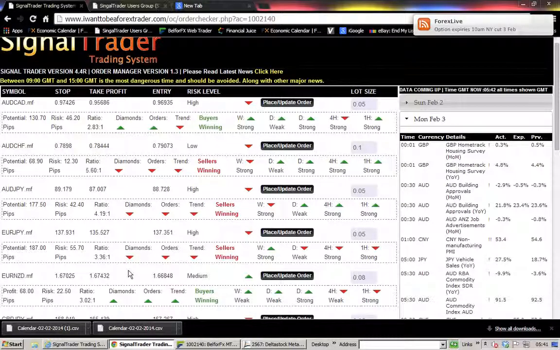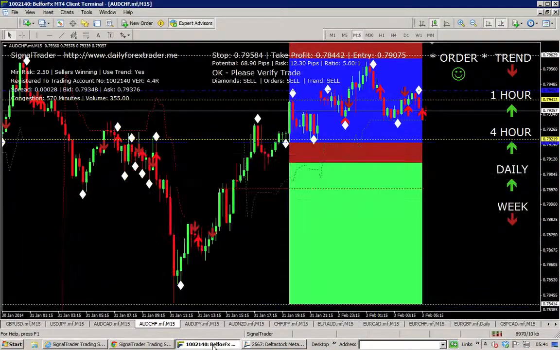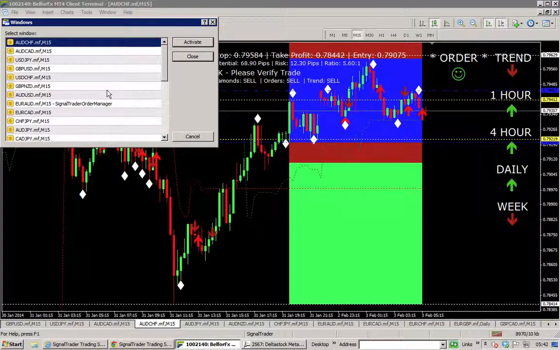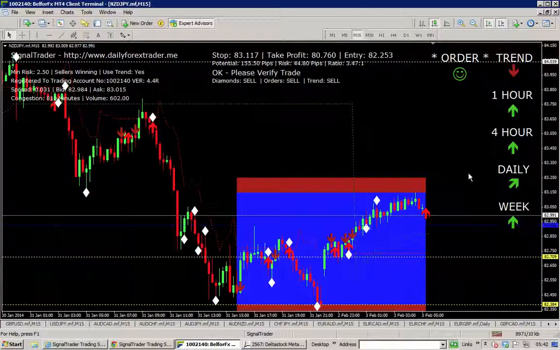Okay, so let's look at one that I'm quite interested in, which is New Zealand yen. Look, everything's bullish, except that what's going on in the market at the moment is bearish. That's probably temporary. So let's go look at New Zealand yen. Just get ready for that trade, because that's the trade I'm after today. SignalTrader helps you identify the possible trades that are happening.